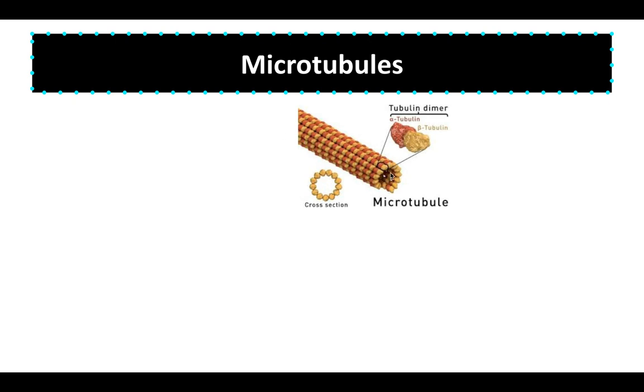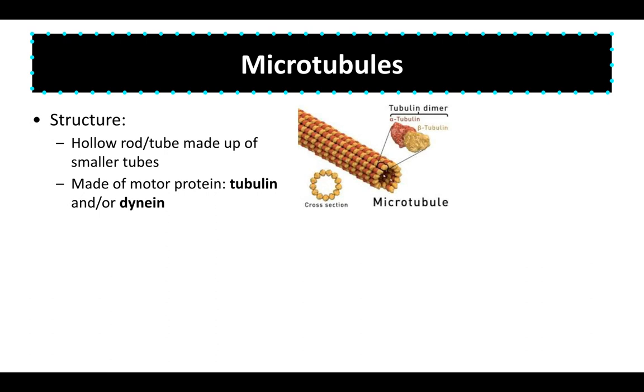And so we are going to arrange these tubulin proteins in a pattern that allows for a hollow structure to exist. So this is a hollow rod or tube made up of even smaller tubes. And the protein here that is really important to associate with microtubules is the protein called tubulin or dynin. Those two proteins will create this overall tubed structure.